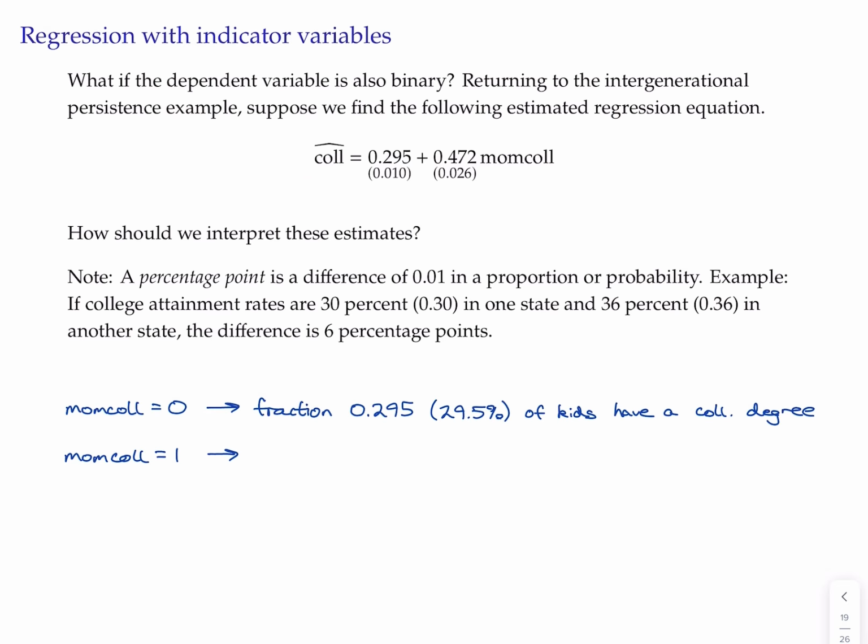Now if we plug in mom college equals 1, then we form the fitted value, of course, as 0.295 plus the coefficient on mom college, 0.472. We get a much higher share, and this is interpreted as not just the predicted share who would have a college degree when the mom has a college degree, but the actual share in the sample of daughters who have a college degree among those whose mom has a college degree.